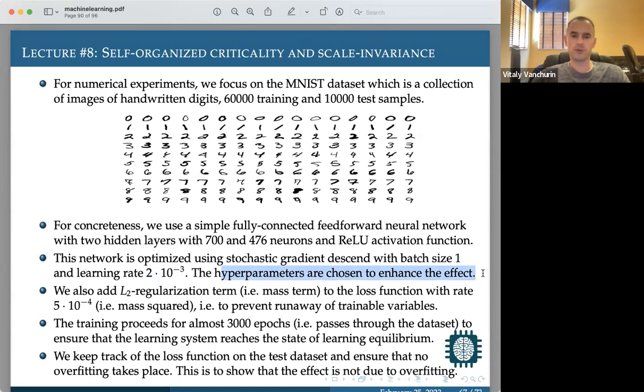law distributions earlier on. Okay, now we do use this L2 regularization term that I've mentioned in passing, because this is important for us to reach equilibrium. If we didn't have that term, then the weights can run away, and there would be no equilibrium reached. That's equivalent to having a mass squared term in the loss function, with mass squared equal to 5 times 10 to the minus 4. That's to prevent runaway solutions of the trainable variables and to reach equilibrium.